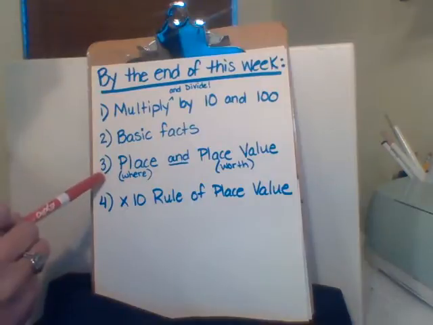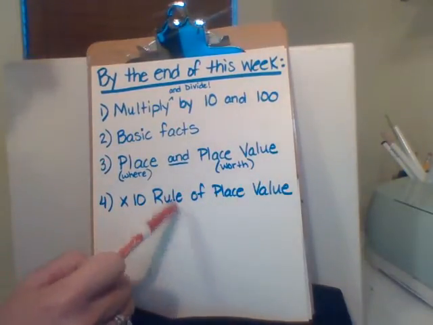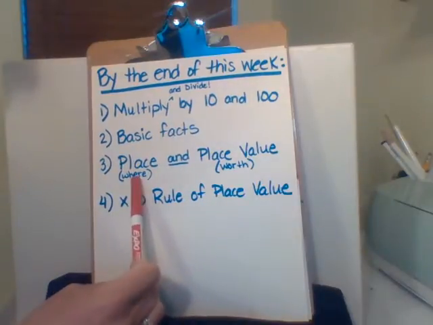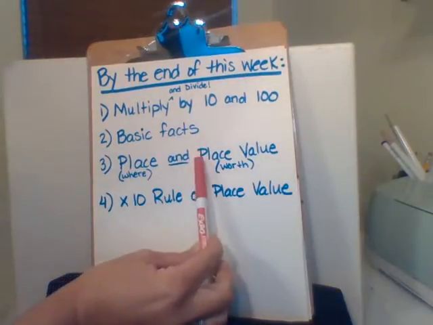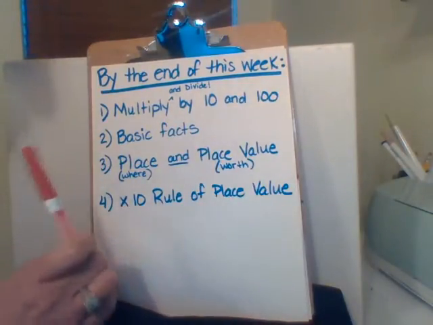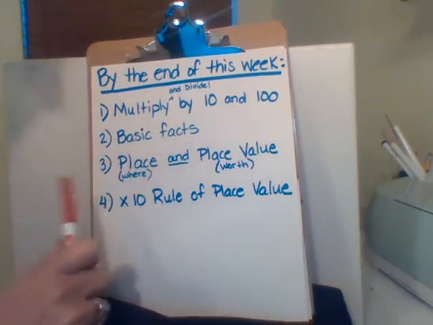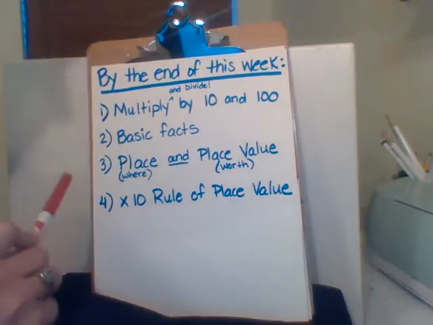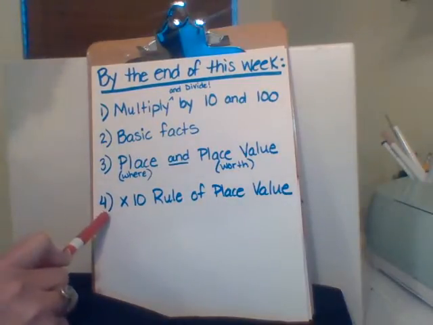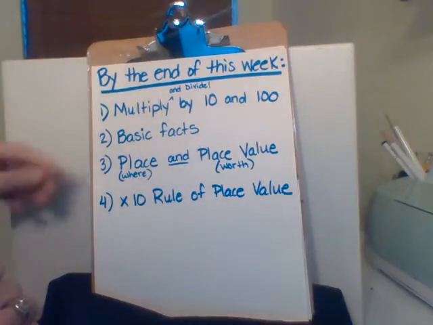The next thing we want you to know is the place and place value. The place of a number is where it is on a place value chart, ones, tens, hundreds, thousands, and so on. And the place value is what a digit is worth in a number. The big lesson that we really want to end with this week so that you can leave this week knowing is the 10 times rule of place value. So let's go ahead and get started.